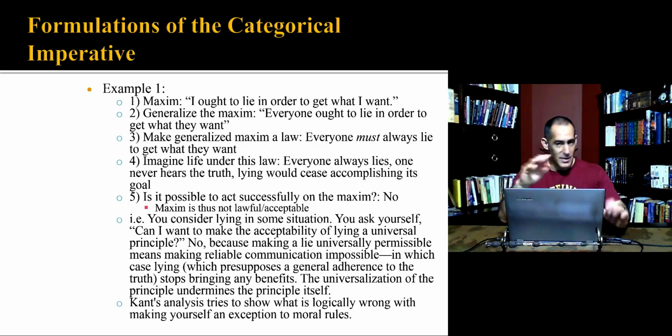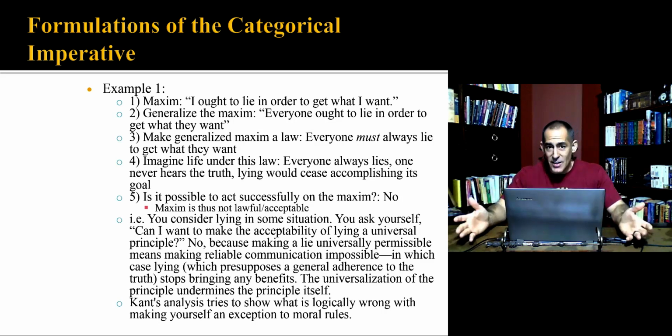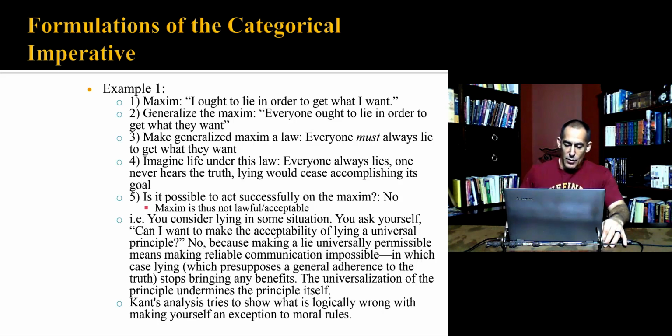Well, everybody's lying all the time. Nobody's ever hearing the truth. Lying actually would cease to accomplish its goal, which is to deceive others. Because if everybody's always lying at all times, then everybody else knows that everybody's lying at all times, and the ability to deceive somebody just would not manifest. So when I ask the question, is it possible to act successfully on that maxim? Of course not. Therefore, that maxim is unlawful. It's unacceptable. So I've kind of gone through that right there.